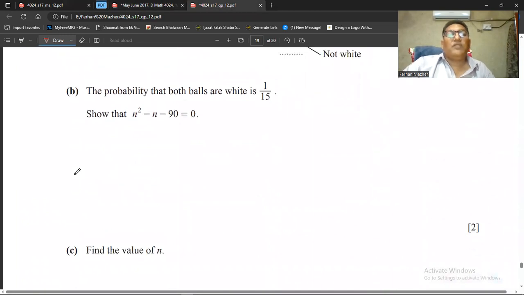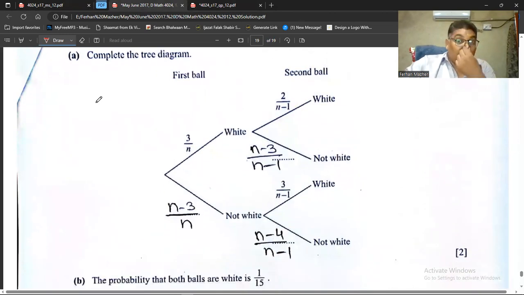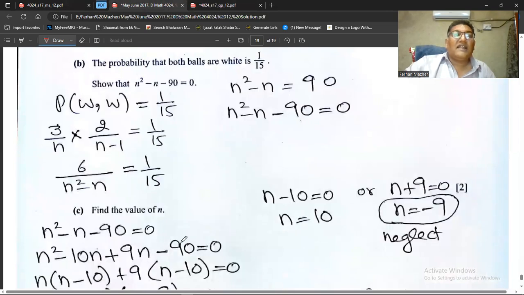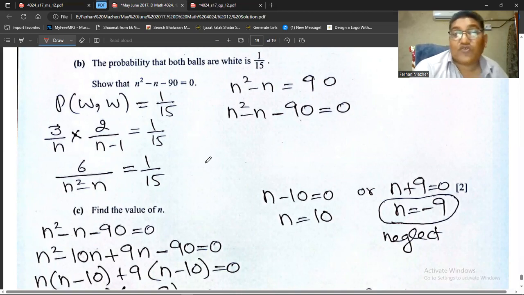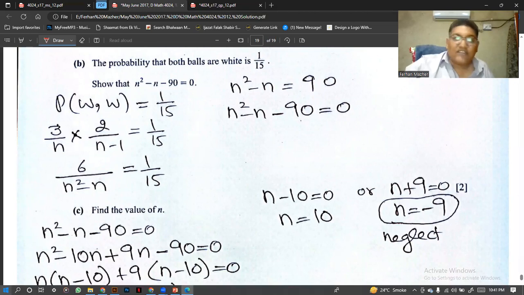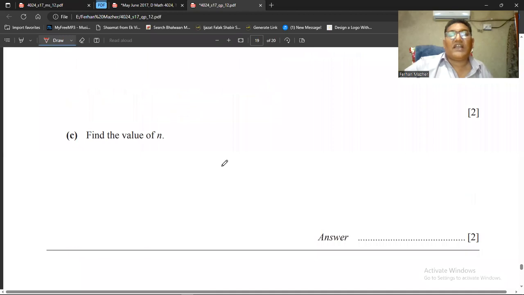It says the probability that both are white is 1 by 15. So the probability of white, white will be 3 by n multiplied by 2 by n minus 1, and that is equal to 1 by 15. So it will be 6 by n square minus n, and that is equal to 1 by 15. Cross multiply, so you will have n square minus n equals 90. So n square minus n minus 90 equals 0. So you have shown that. This is done. Then the question is to find the value of n.